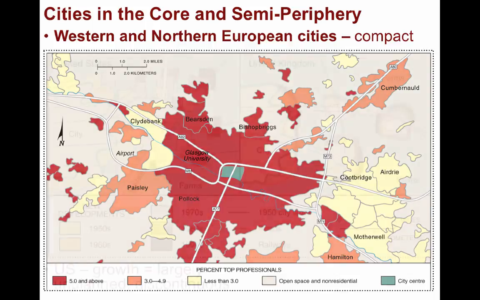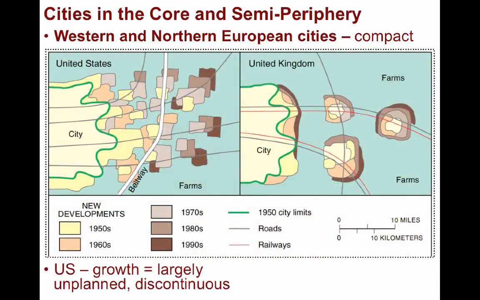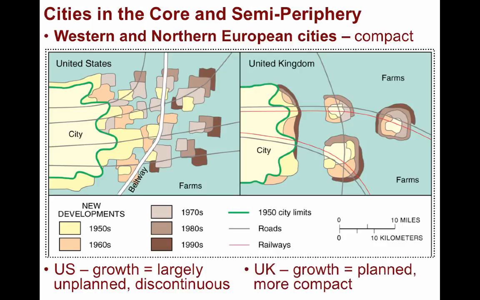And in this graphic, you can see that the new housing in the US has largely occurred without central government planning. So there are more discontinuous developments. Whereas in the UK, growth is likely to be in planned and more compact towns.